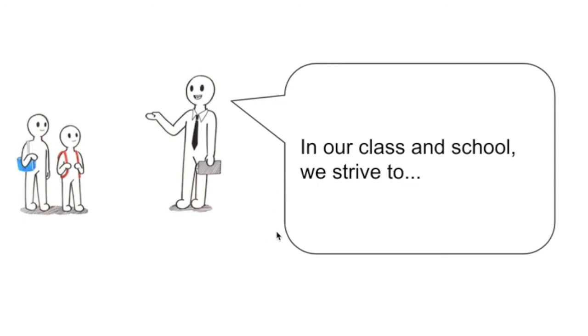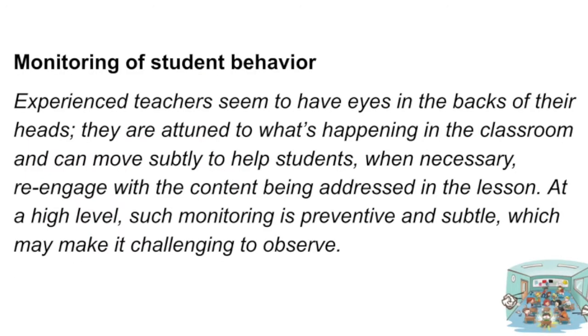Communicating these clear expectations early on lays the foundation for helping students engage in good decision making and allows us to remind them of these rules should problems occur. The Danielson framework also addresses the need for us to monitor student behavior. We need to remember that experienced teachers seem to have eyes in the backs of their heads. They're attuned to what's happening in the classroom and can move subtly to help students when necessary to re-engage with the content being addressed in the lesson. All of this is subtle, preventative, but absolutely necessary.